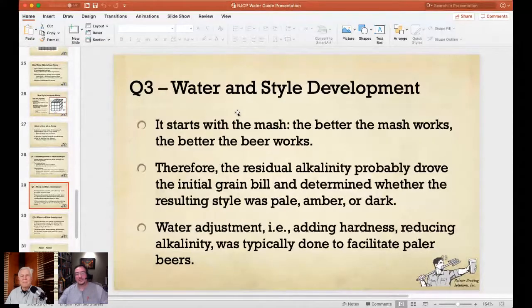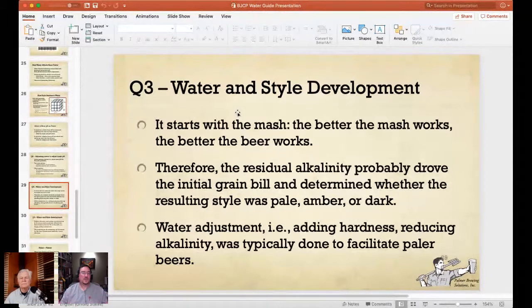Okay. Let's move on to question 3, which says, discuss how the water influenced the development of classic beer styles, 4 classic beer styles. Okay. So recipe development, style development starts with the mash. The better the mash works, the better the beer will work. And it's important to understand that pH is a modern concept. It's a modern tool. It was only invented in 1920. So 200 years ago, how did a brewer develop a new beer style? Or what did they use?